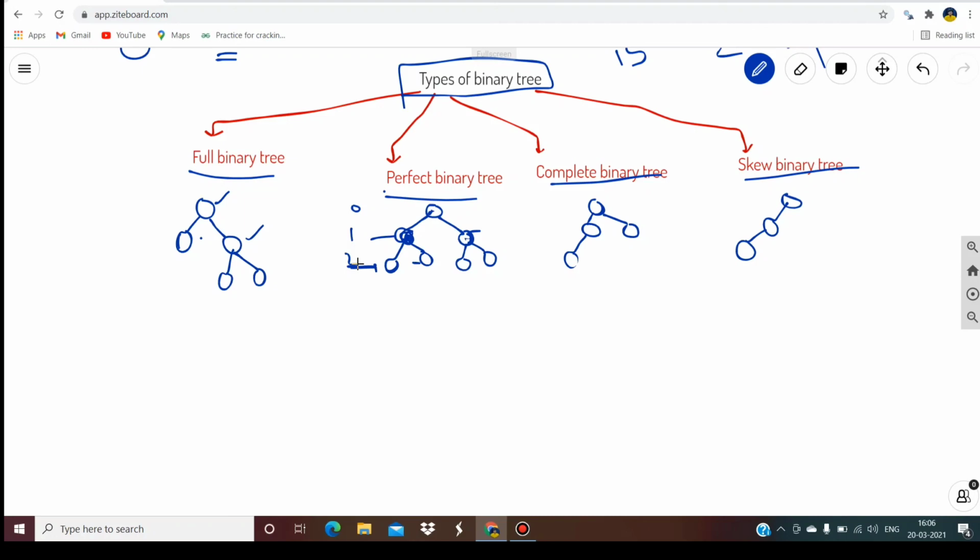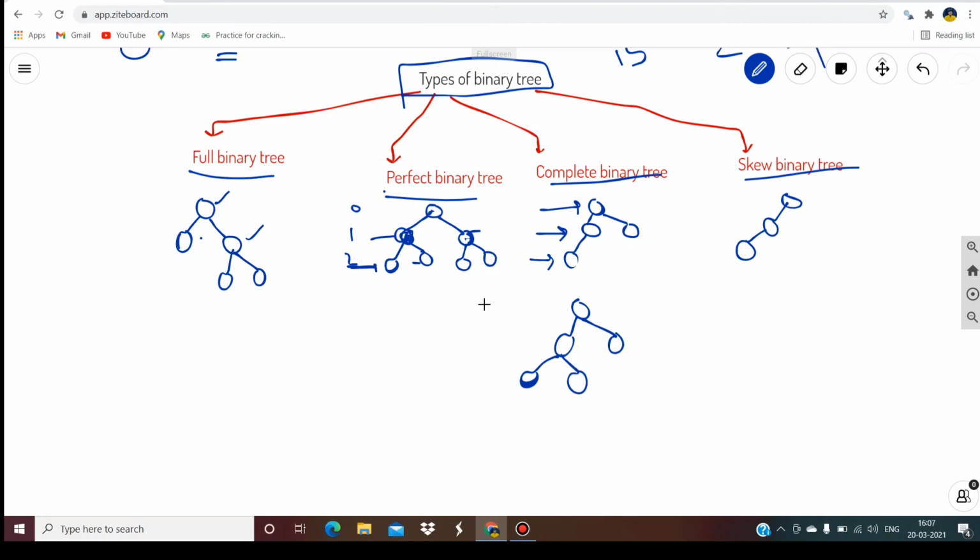Next is complete binary tree. In case of complete binary tree, all the levels must be filled with the nodes, filled with the maximum nodes except the last level. If there is a last level, then we must start filling that level from the leftmost side. So suppose I make a complete binary tree. So this is a complete binary tree.